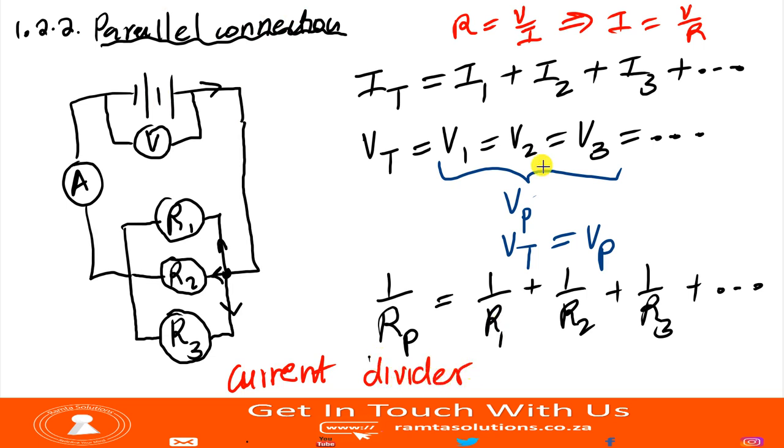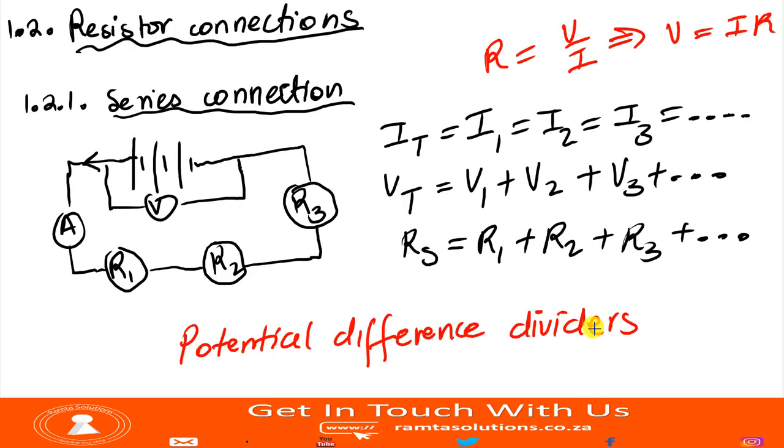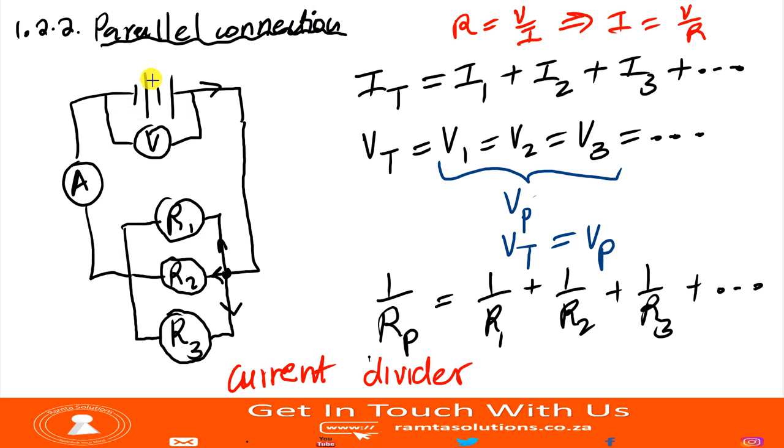Can you guys see that? Current is divided for resistors in parallel, but potential difference is divided in resistors connected in series. Potential difference is divided here for resistors connected in series, but current is the same. Now, for parallel connection, current is divided, but potential difference is not. Note this difference, okay?